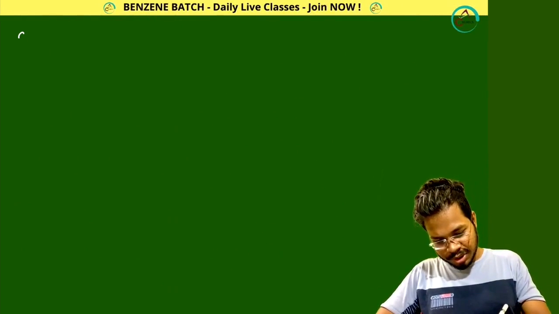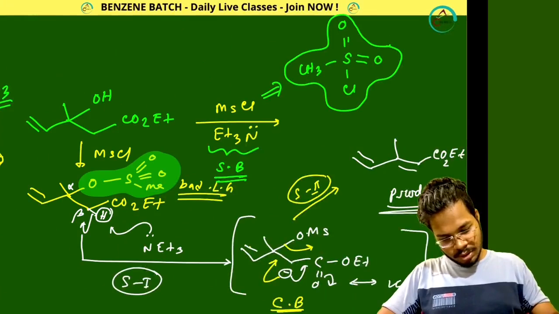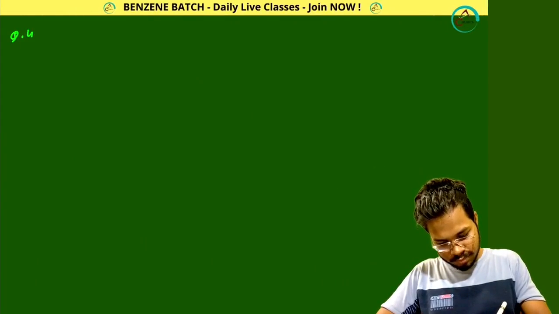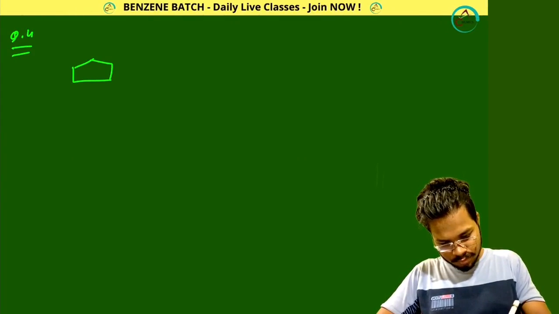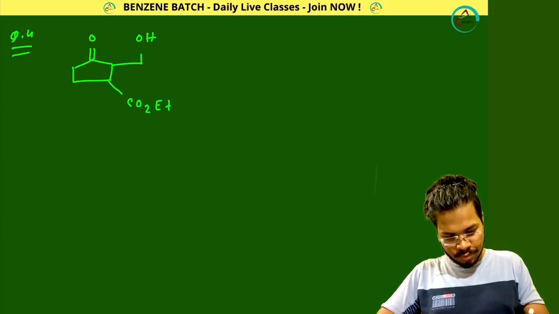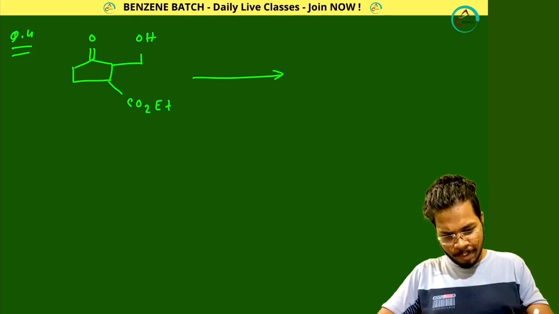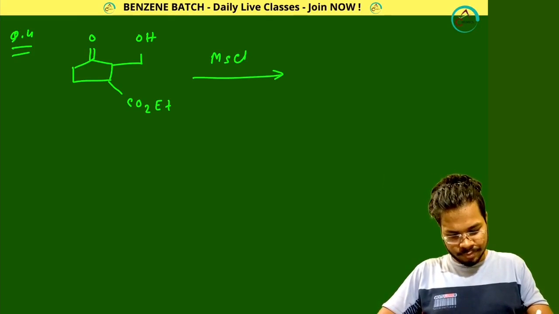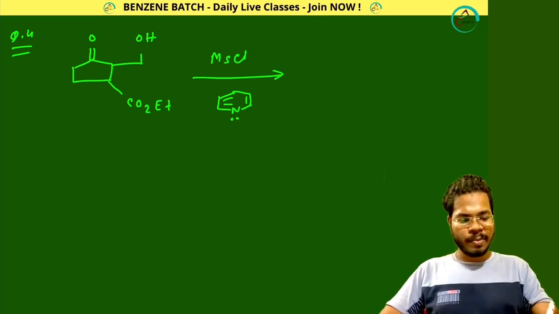Done, it's done. Okay, perfect. Now coming to the next question. Question number 4. So I am giving you the product, but you have to do the mechanism. Here I will be using pyridine as my base. Pyridine nitrogen has a lone pair and it will be my strong base.